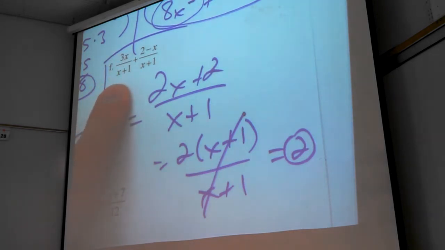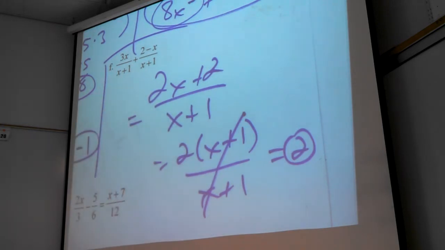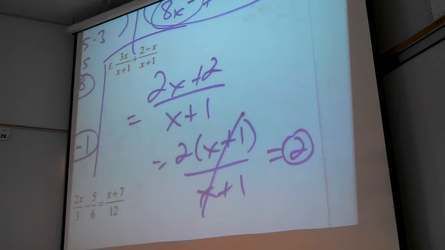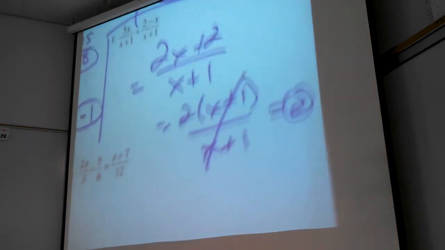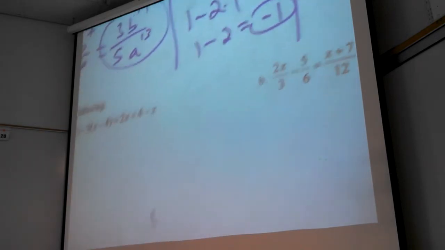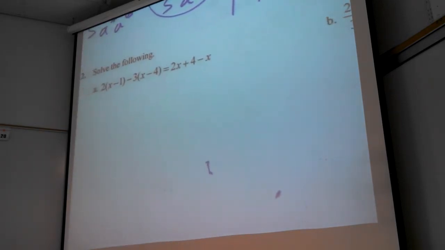Except what's the only thing x cannot be in this problem? There's one number that x cannot be. -1, because that makes the bottom 0. There you go. So the only x you're not allowed to use is -1. Any other x you put in there, I don't care what x, put in there square root of 11, you get 2. That's what that means. I like it. Cool.